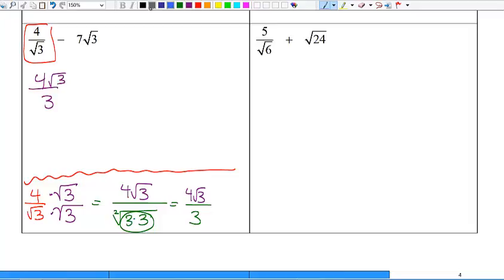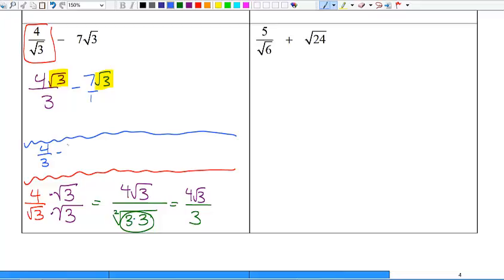And from the original problem, I'm still minusing 7 square roots of 3. And in order to add or subtract these, I need to have like radicals. Do I have like radicals? Sure I do. But one's a fraction and one's a whole number, so it may be in your best interest to make that 7 a 7 over 1, so that we can add or subtract our coefficients.